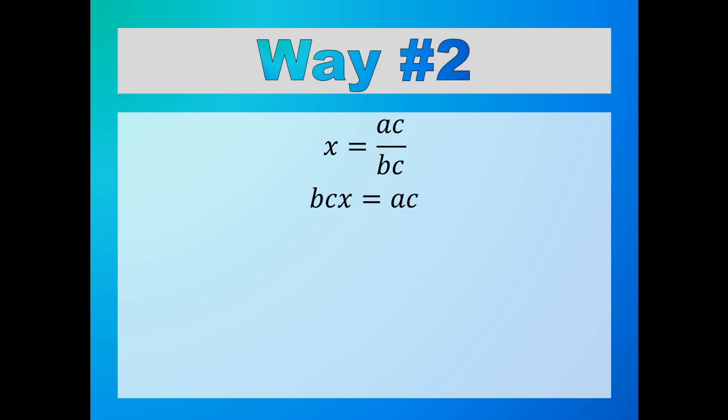Now I can divide both sides by C, and I get Bx is equal to A. I can divide both sides by B, and I get x is equal to A over B. Because x is equal to x, AC over BC is equal to A over B.